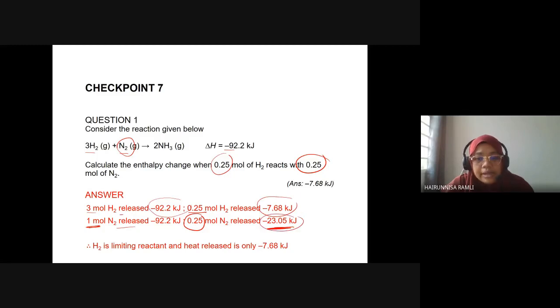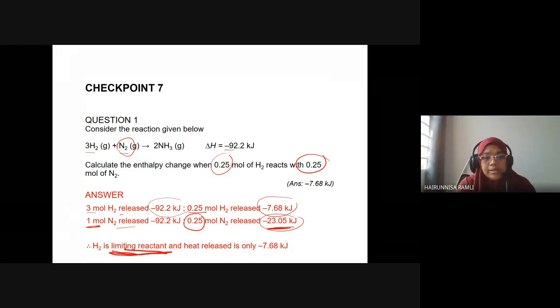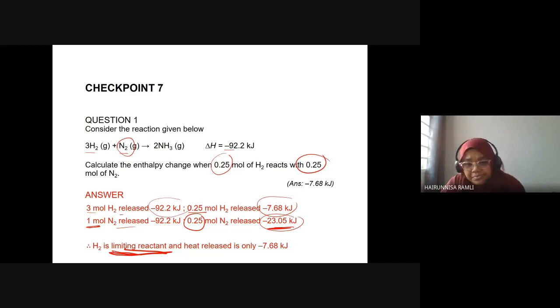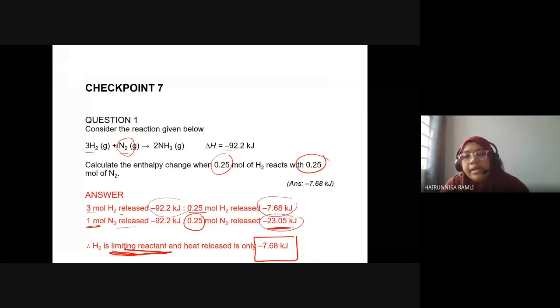So ada dua jawapan kat sini. So which one yang you nak dapatkan the value of enthalpy? Sebab value enthalpy tu kan sepatutnya kena sama je. So here you need to find the limiting reactant. Again kita apply balik what you have learned in chapter 1. Here of course lah hydrogen is the limiting reactant because they release energy yang paling kurang lah. So that's why kita ambil energy pun based on the limiting reactant punya calculation.